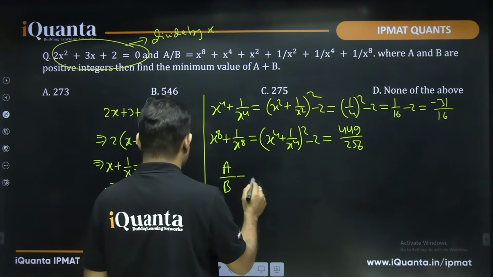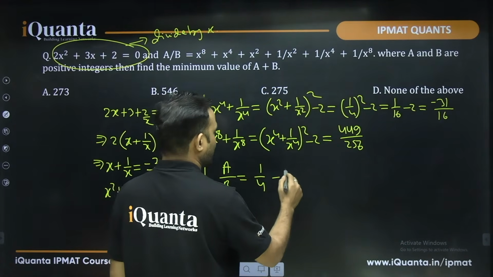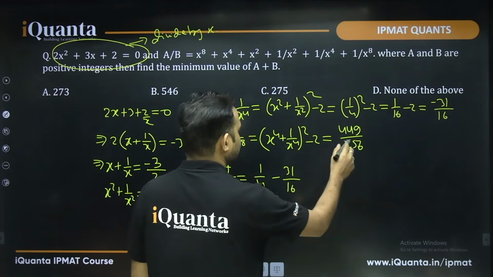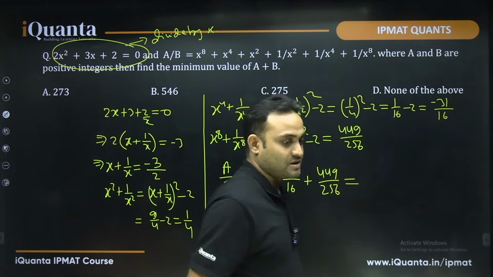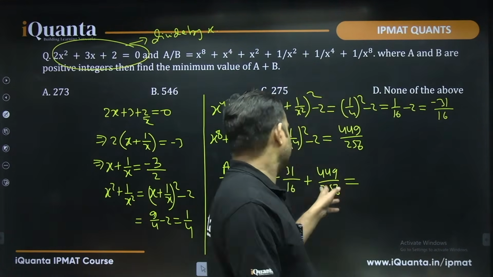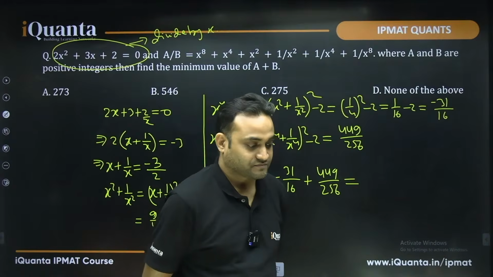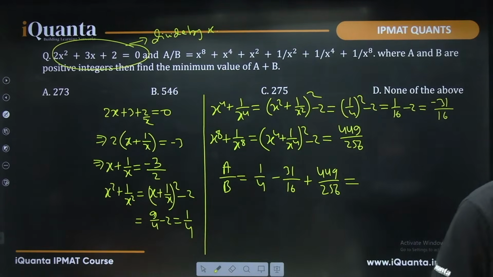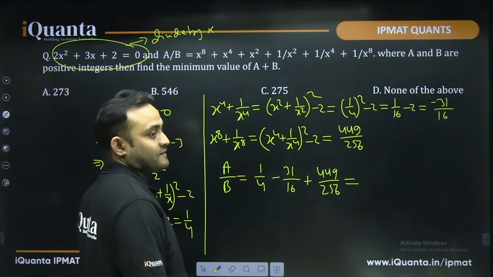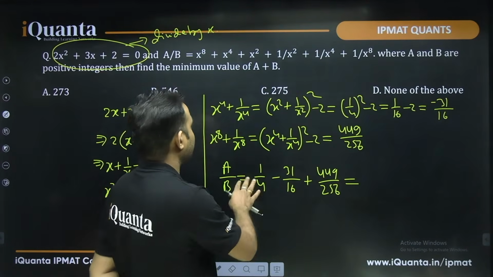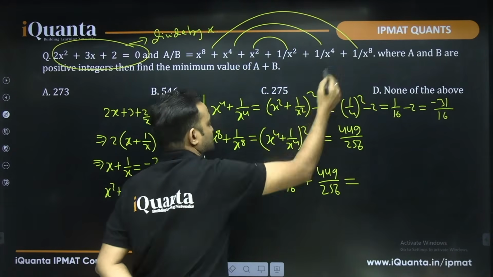A by b will be equal to x square plus 1 by x square, 1 by 4 minus 31 by 16, and this is plus 449 upon 256. Now tell me, what's this sum? You can take the LCM as 256 and then calculate. बताओ क्या आएगा? What's the final sum? You can take these two together, then these two together, then these two together. बताओ कितना आएगा?